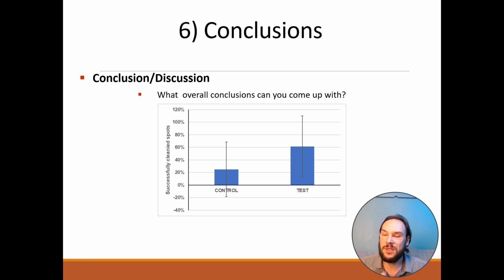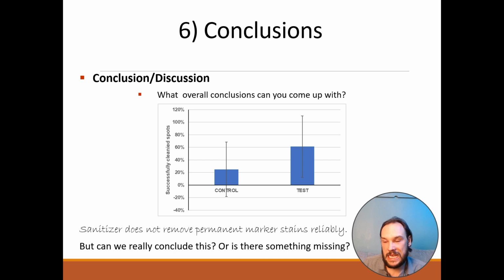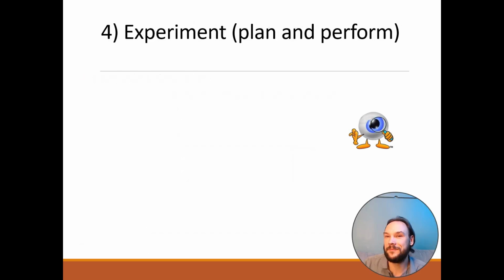So if we look at this, what would be our conclusion? Can we really conclude that hand sanitizer removes permanent marker, or are we missing something? I mean, first of all, I would definitely say sanitizer does not remove permanent marker stains reliably based on our results. But what are we missing here?